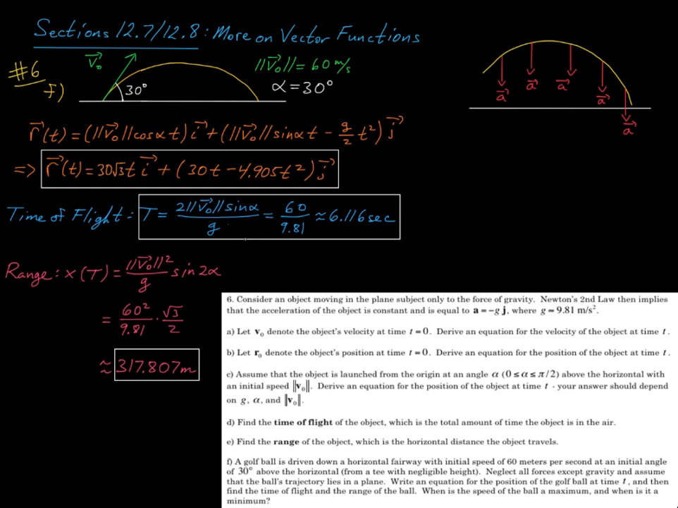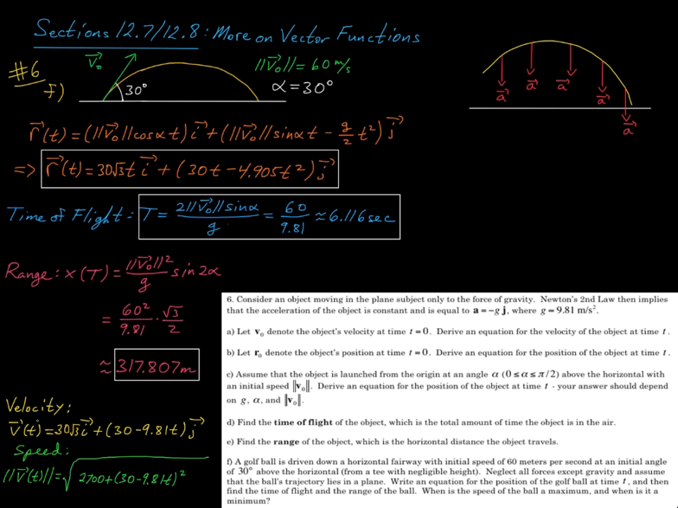All right, great. And then for this last part about the speed of the ball. What's the speed? Well, for the velocity, I just differentiate the position vector component-wise. I get 30 root 3 i plus (30 minus 9.81t) j. So then the speed is just the square root of the sum of the squares of the components. The square of the i component gives 2700, plus the square of the j component.